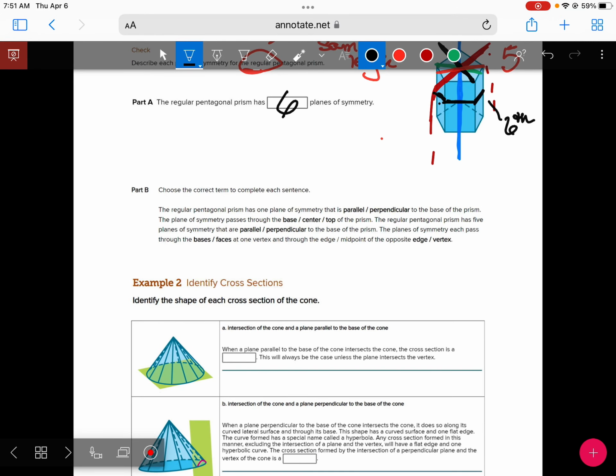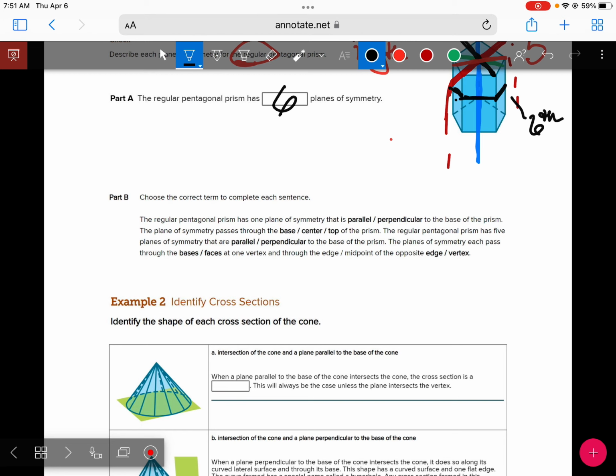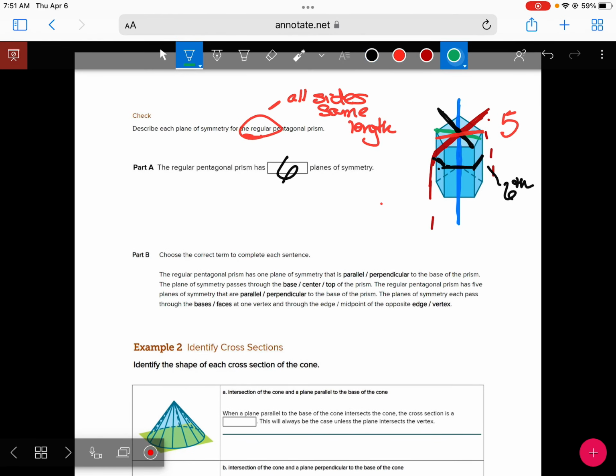So this is part B. The regular pentagonal prism has one plane of symmetry that is parallel, or is it perpendicular to the base? So here's my base down here. Does it have a plane of symmetry that is parallel or perpendicular to it? We're talking about this right here.